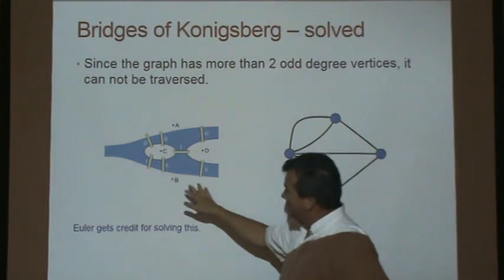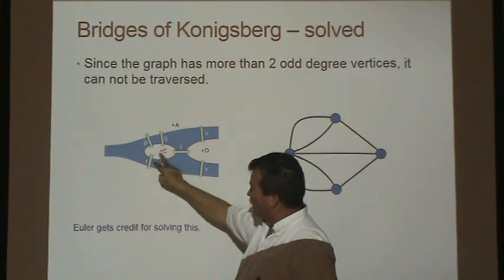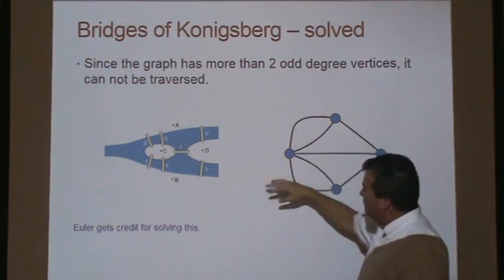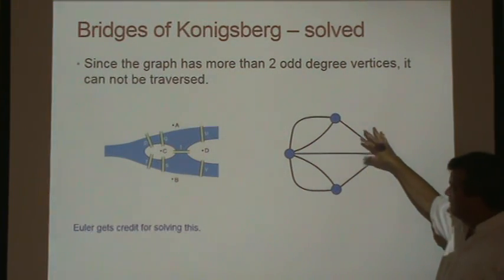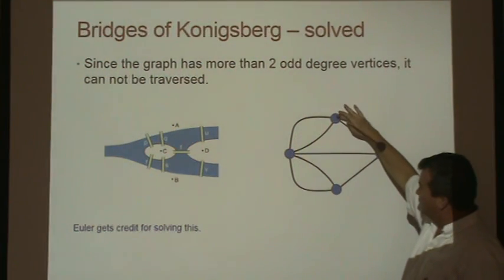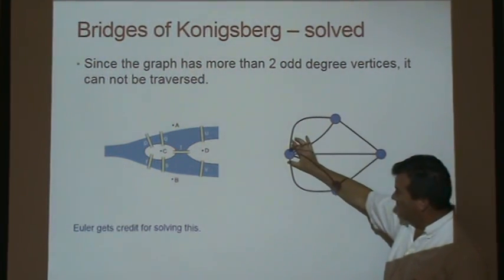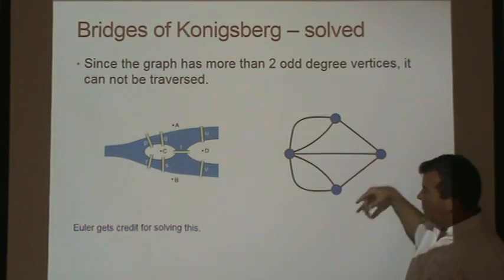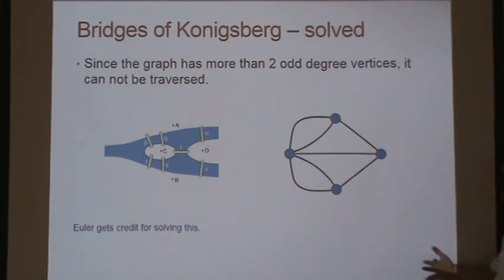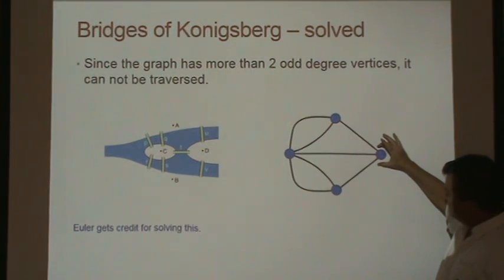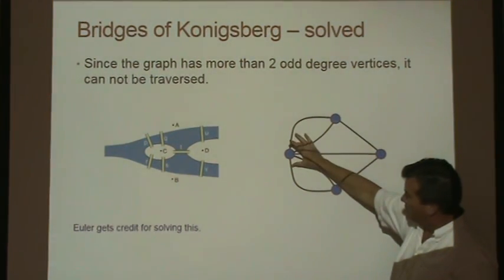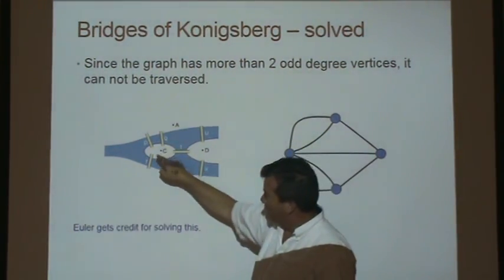So this picture, this land on both sides of a river plus 2 islands in the middle of the river with these 7 bridges, could be redrawn as this graph, where the vertices are pieces of land. So this is one side of the river, here's the other side of the river, here's one island, and here's the other island. And then we just put the bridges as edges in the graph. So here you can see this vertex is degree 3, this one is degree 3, this one is degree 3, and this one's actually degree 5. So this island in the middle has degree 5.